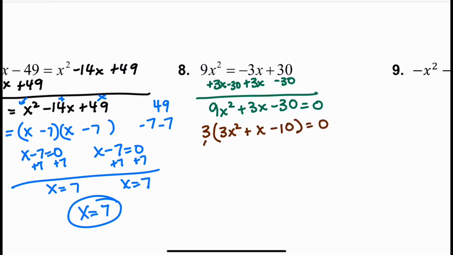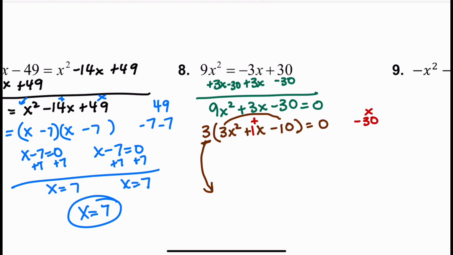Now I want to keep this 3, but I'm just going to ignore it for a minute while I factor what's inside this parentheses here. I have a number in the front, so if you have a number in the front, we have to use our lightning bolt. So we do our 3 and negative 10, which is negative 30. We're looking for two things that multiply to negative 30 and add to a positive 1. If there's not a number there, it's a 1.